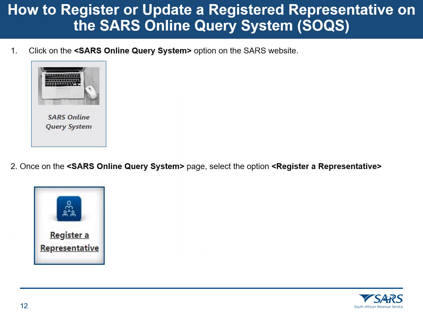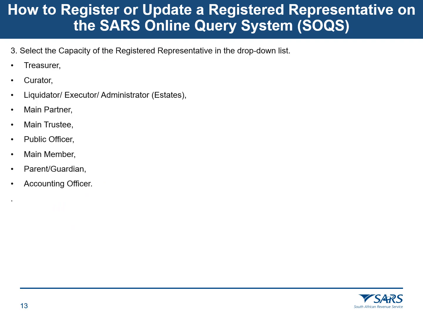How to register or update a registered representative on the SARS online query system. Click on SARS online query system. This can be found on the SARS website. Once on the SARS online query system, you would select a registered representative. You would select the capacity of the registered representative from the drop-down list, which would be either the treasurer, curator, liquidator, or executor or administrator of an estate, main partner, trustee, public officer, main member, parent or guardian, or accounting officer.